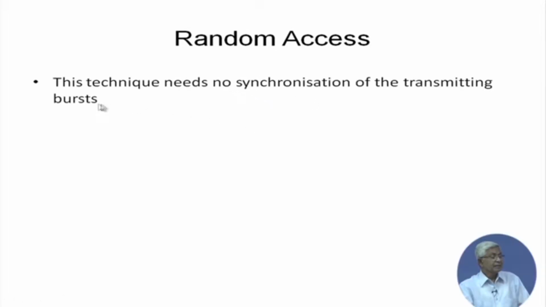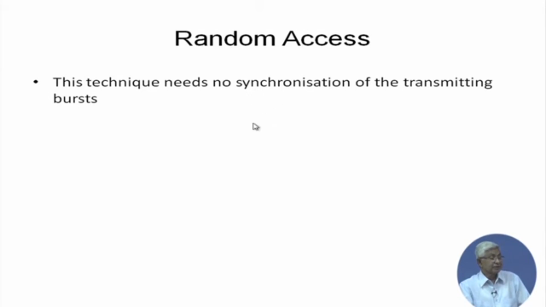Now that we have briefly discussed three major multiple access systems, which are FDMA, TDMA and CDMA, there is one more access which is also used in satellite communication in some cases. It is called random access. This technique needs no synchronization of the transmission burst. Though it is time shared, you do not need any synchronization.